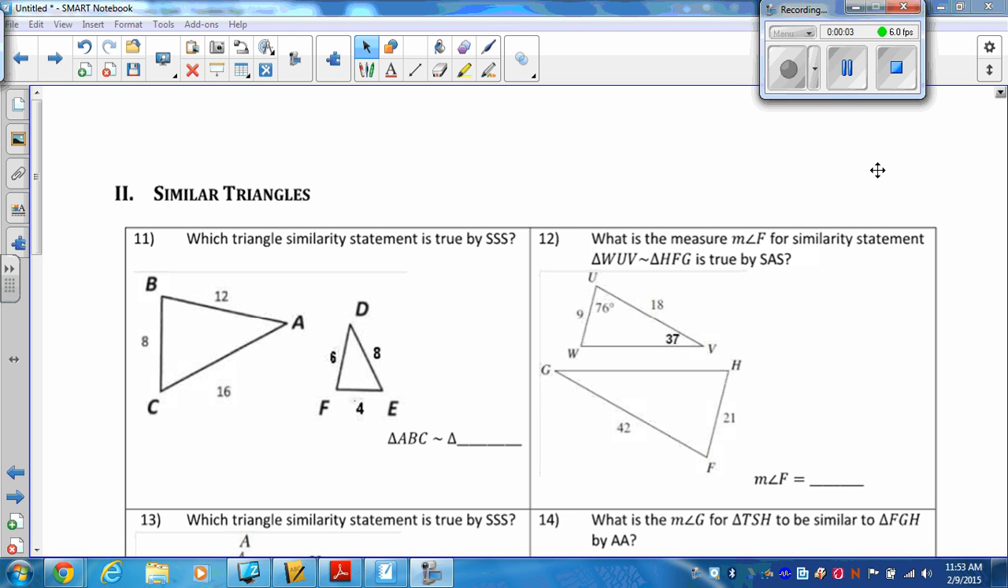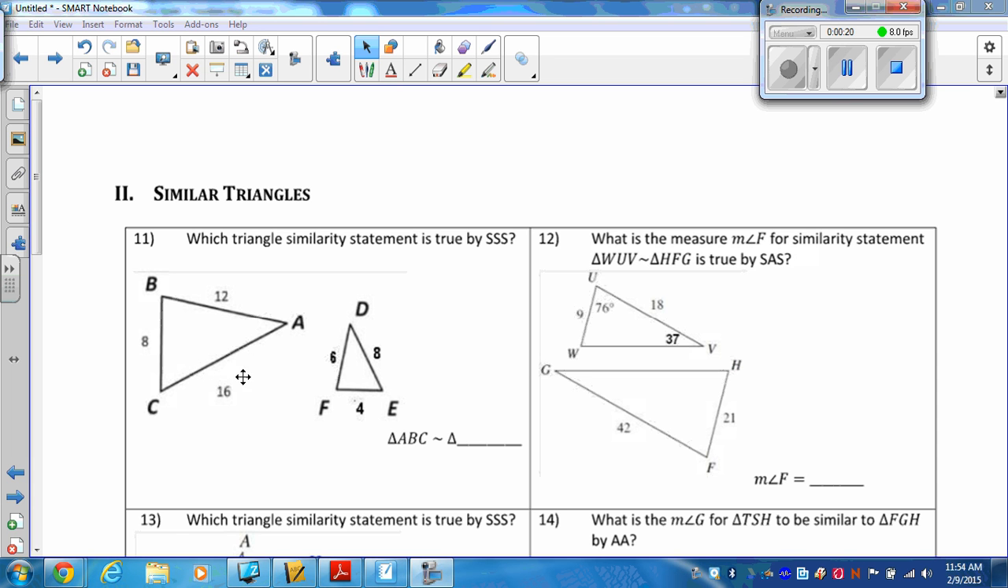Okay, continuing with our review on similar triangles, here is part 2. So which triangle is similar by side, side, side? Well, these are not congruent, but we can still use side, side, side if they are in proportion.